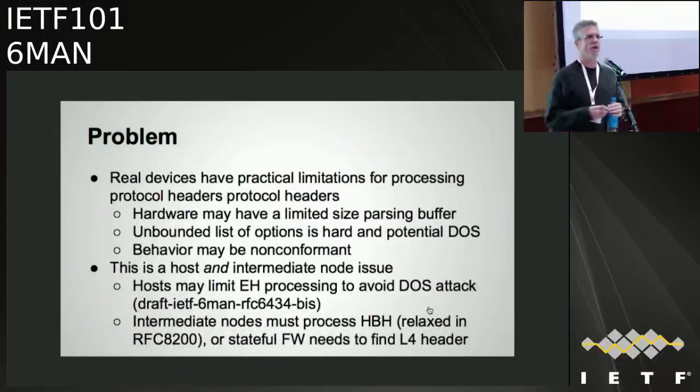It's also the case that an unbounded list of headers can enable denial of service attacks. So we recommended in 6434bis to put some limits on host processing of extension headers to avoid denial of service. This is both a host and an intermediate node problem. There are cases where either of them may drop packets because of extension headers, because the header is too long. Even though this might be non-conformant, it is reality in some situations.